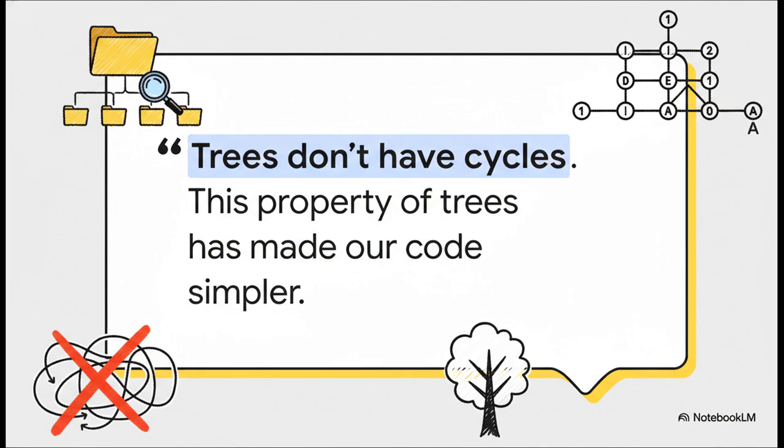And that right there is the absolute key. The fact that trees don't have cycles is what keeps algorithms from getting stuck in an infinite loop. When you're searching a file system, you're guaranteed to finish. When you're decoding a Huffman code, you're guaranteed to find a letter. This one property makes the code for these things so much simpler and more reliable.